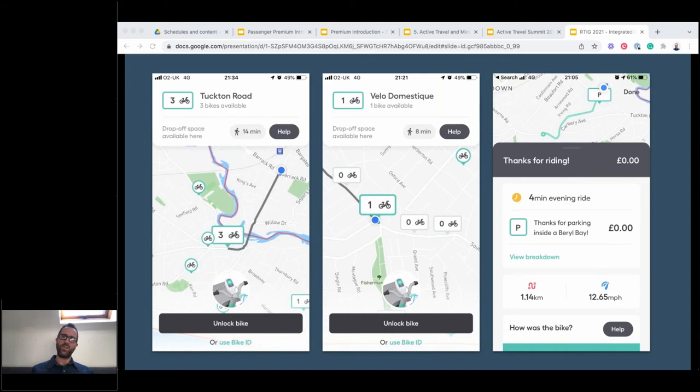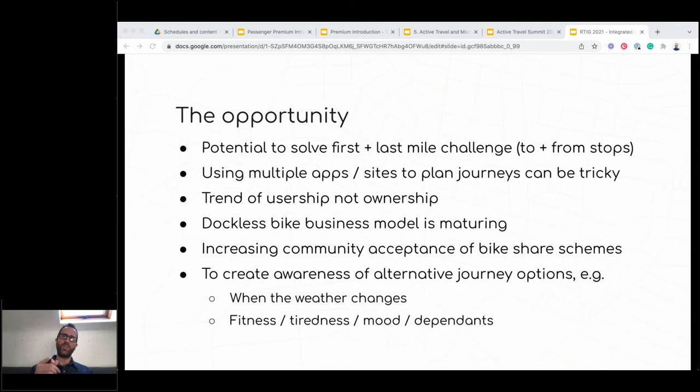Now, what we started to do was appraise the opportunity to bring these two together, buses and bikes, and we looked at the potential to solve the first and last mile challenge, so getting to and from stops. I think there's a requirement to have a stop within 400 meters of every house or something around that, so we were looking at how we might be able to solve the challenge of getting to those stops with these new additions to the network as we were seeing it.